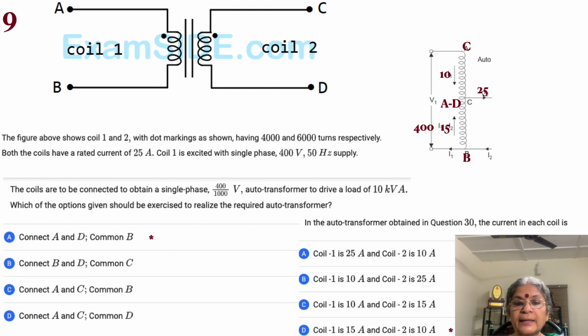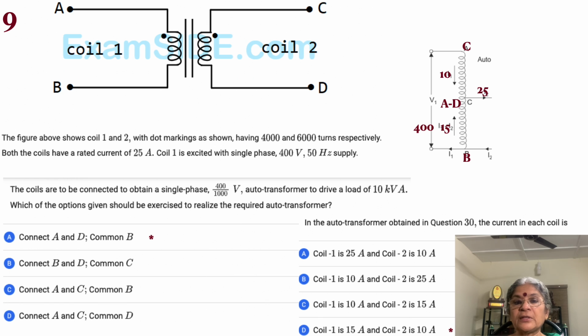The coils are to be connected to obtain a single phase auto transformer. What is that? You give 400 and you get 400 plus 600, that's what you get, together giving you a bigger output of 1000 volts. So a 400 by 1000 volt auto transformer to drive a load of 10 kVA. Which of the options given should be exercised to realize the required auto transformer?